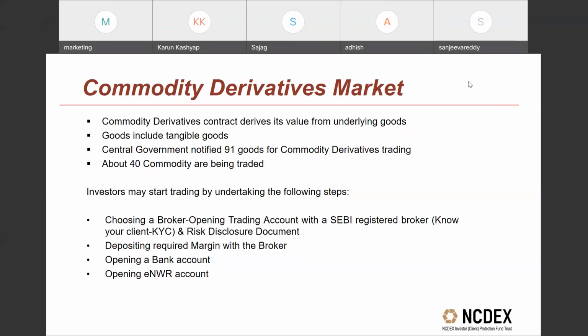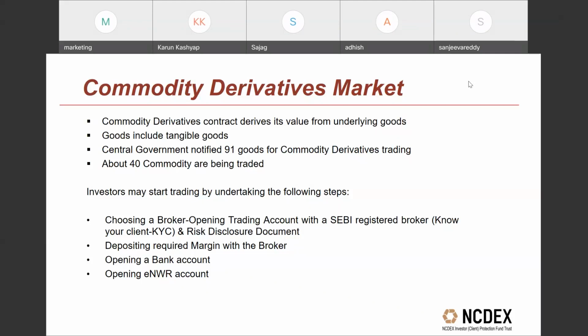See, commodity is normally consumable things. So the government has as of now approved 91 goods in which commodity derivatives can be launched, but only 40 commodities are being traded as of now.